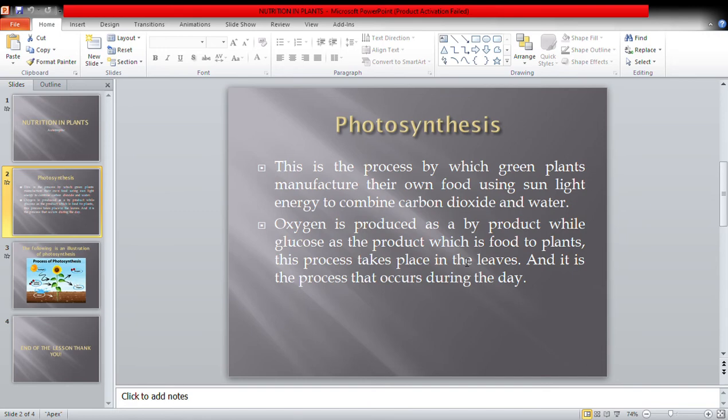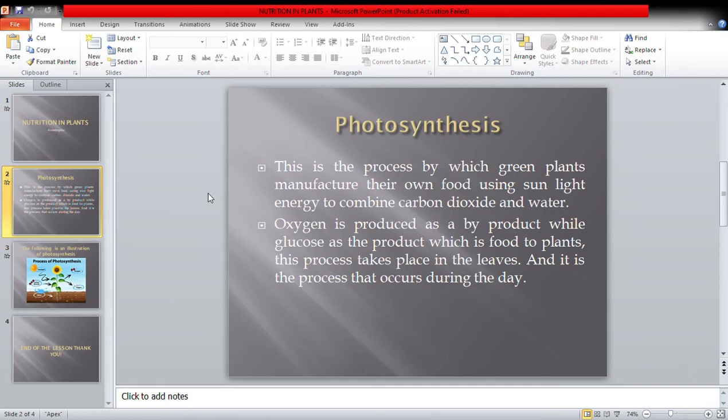Why doesn't it occur in the night? The reason is simple. In your definition, you talked about sunlight energy. You can only get sunlight energy during the day. There's no sun in the night. So the energy from the sun will help the plants to combine carbon dioxide and water to come up with glucose. Along the way, oxygen will be produced.